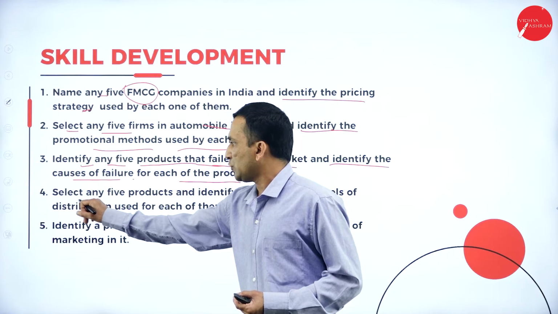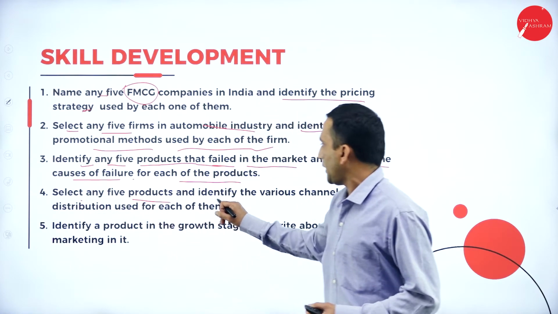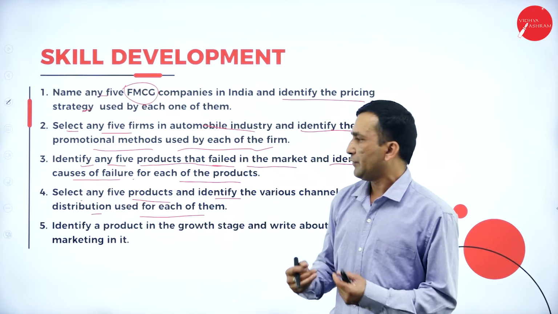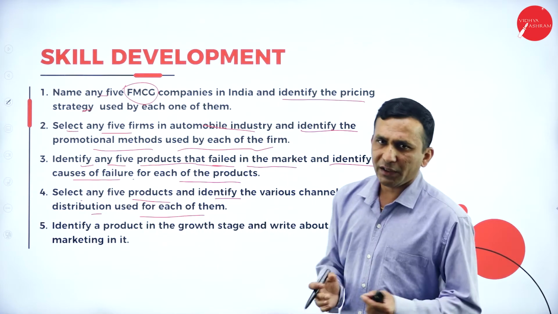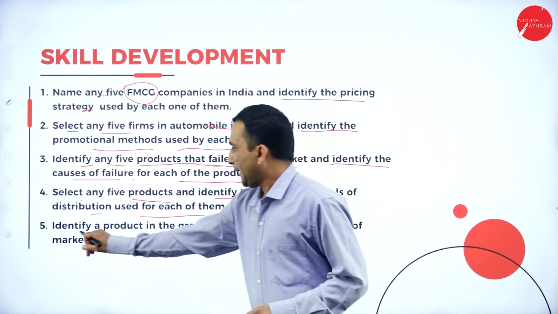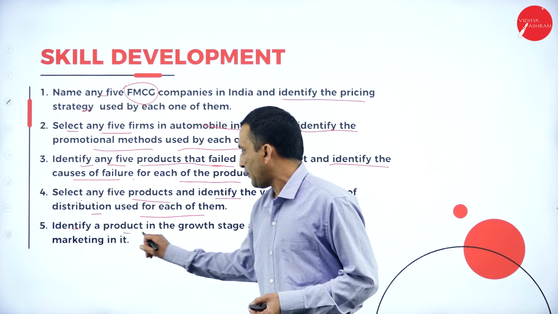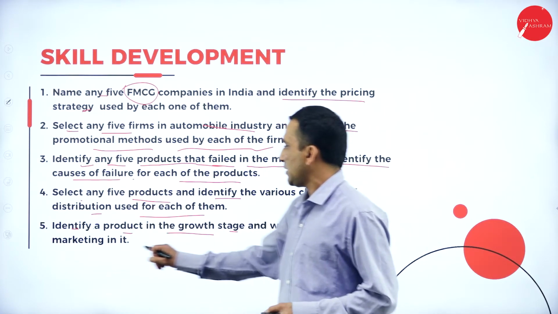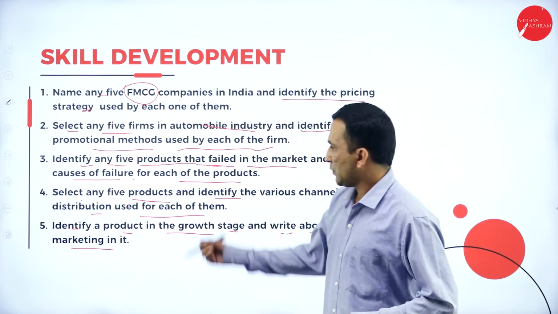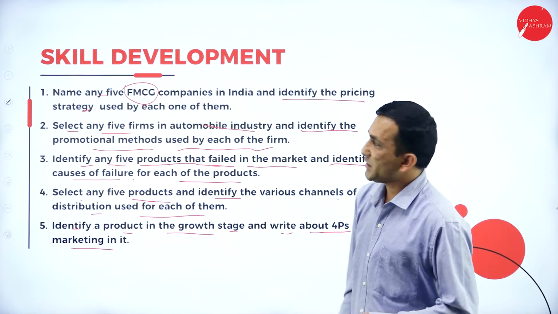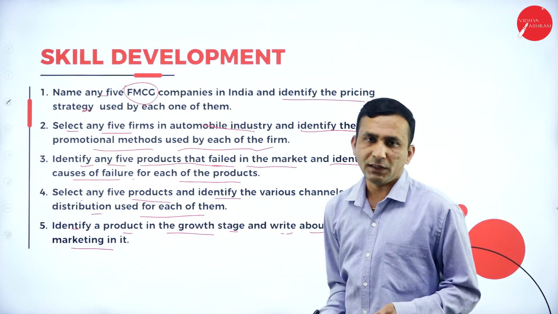The fourth topic will be to select any 5 products and identify the various channels of distribution used in each of them, because different products use different distribution channels. And the last topic is to identify a product in the growth stage and write about the 4 P's of marketing in it. So these 5 topics are especially for skill development. You have to write them in the record.